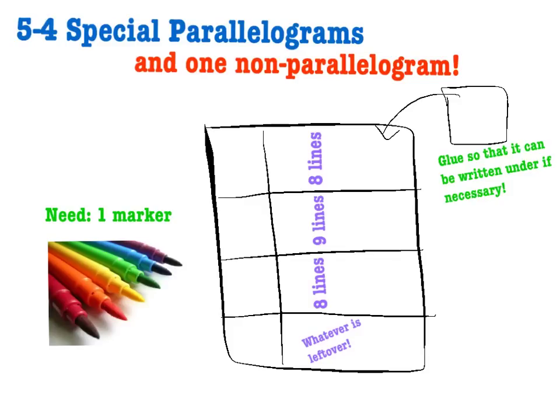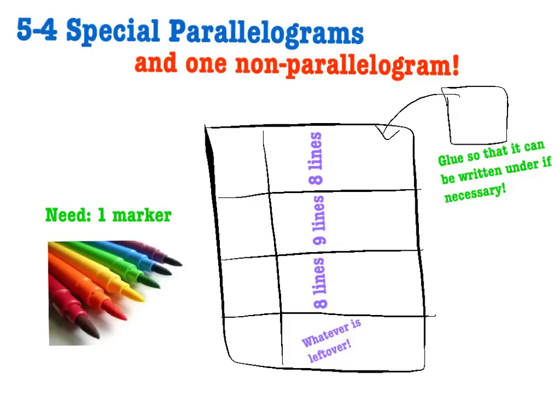Today we're doing a jigsaw. Here's what you're going to need. You definitely need one marker. The next thing you're going to need to do is very carefully draw a line down your paper, I'd say about 1.5 inches over, and then you're going to need to reserve 8 lines at the top, then 9 lines, then 8 lines, and whatever's left over is going to be on the bottom.